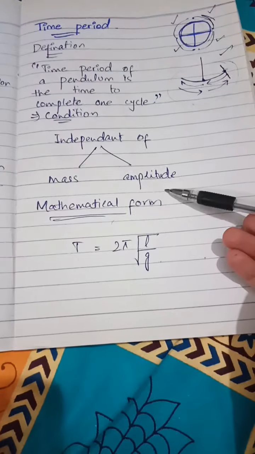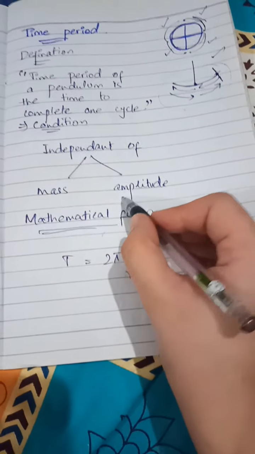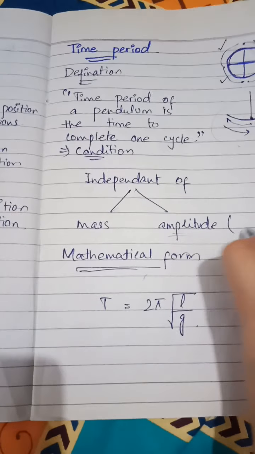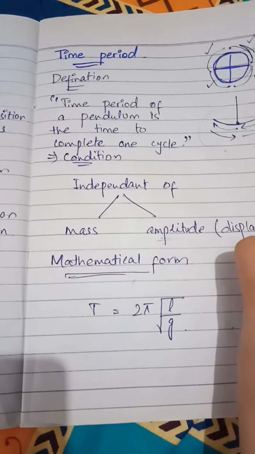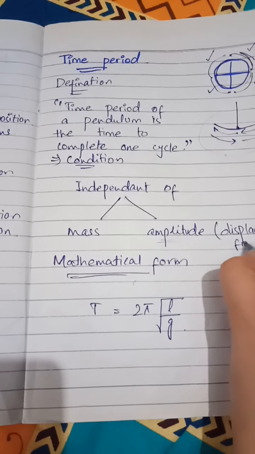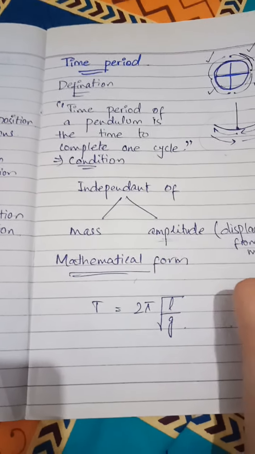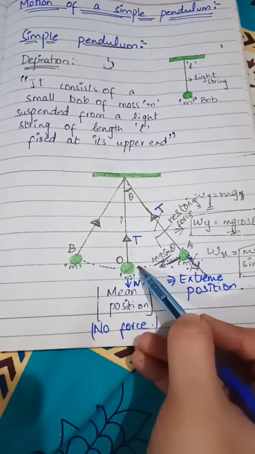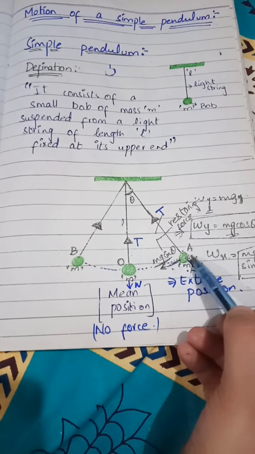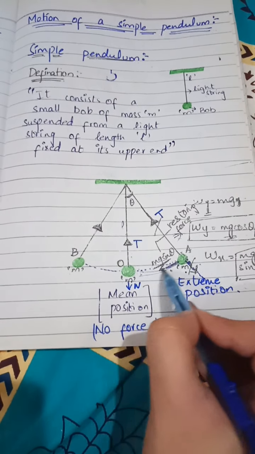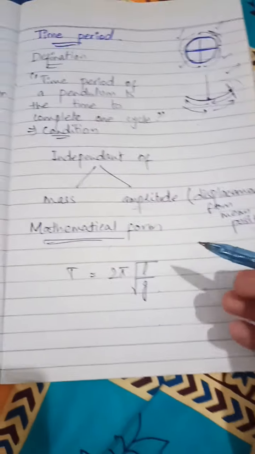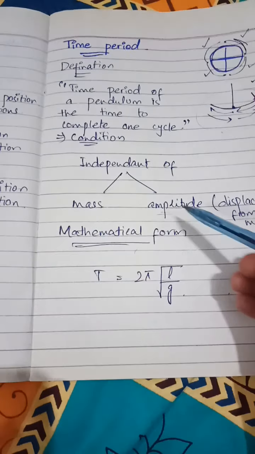Now, is there any term like mass over here, or displacement? Amplitude you can relate to as displacement from the mean position. For example, here a ball is at the mean position. When we displace it over here, this displacement is termed its amplitude. So the time period does not depend upon mass and amplitude.